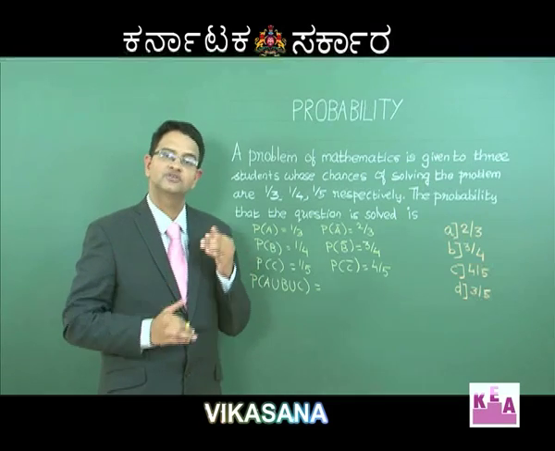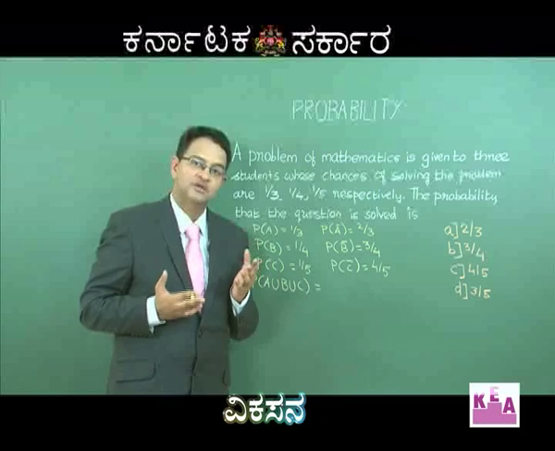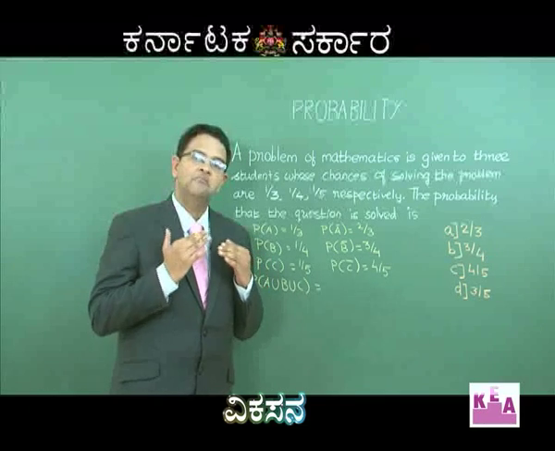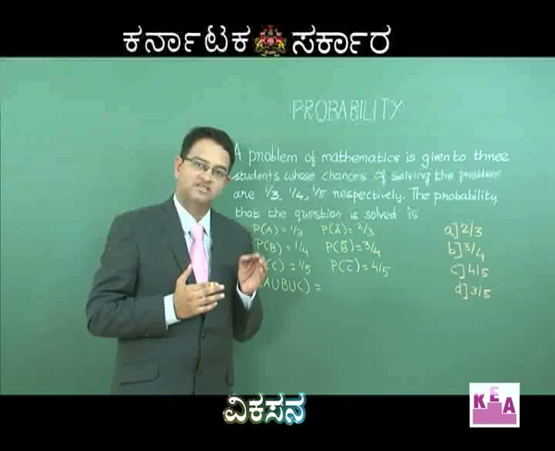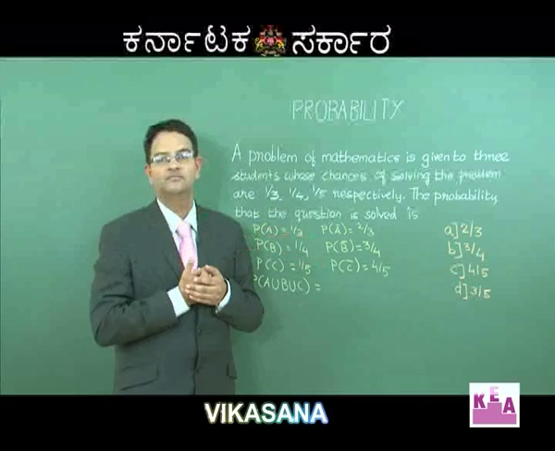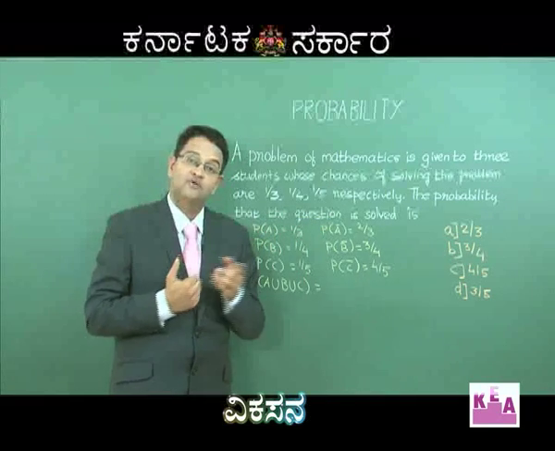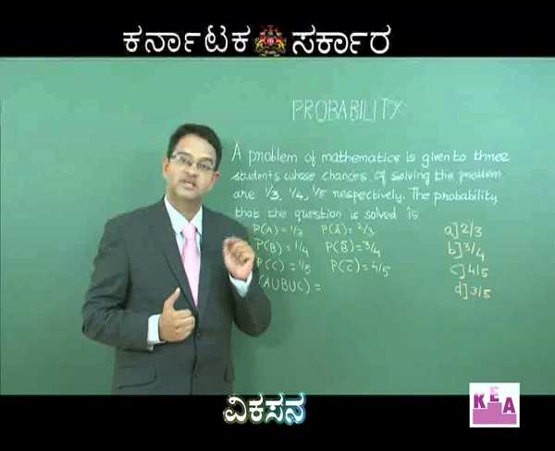We know the formula, which is P of A plus P of B plus P of C minus P of A intersection B minus P of B intersection C minus P of C intersection A plus P of A intersection B intersection C. So we write the whole thing. Then P of A, P of B, P of C values we substitute. Then P of A intersection B, B intersection C, C intersection A.